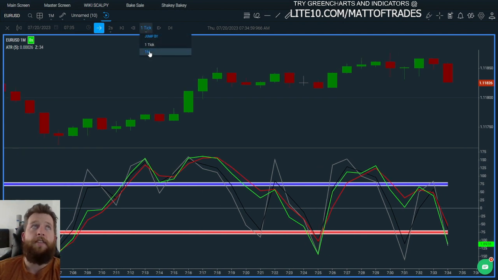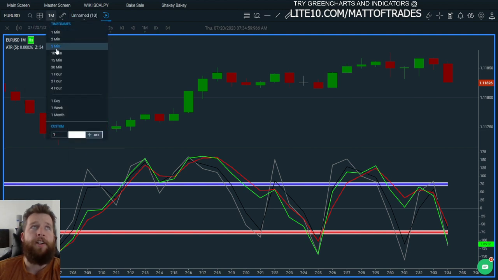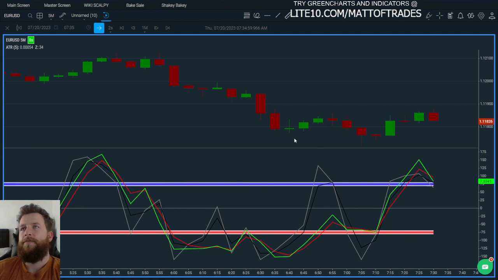So we can actually click forward here. Let's switch to 5 minutes at a time. We're on a 1 minute chart. In fact, this is a good example where the miners went all the way up into the overbought area and then rubber banded back into the majors, and when that happened, we saw a decent movement downward there.